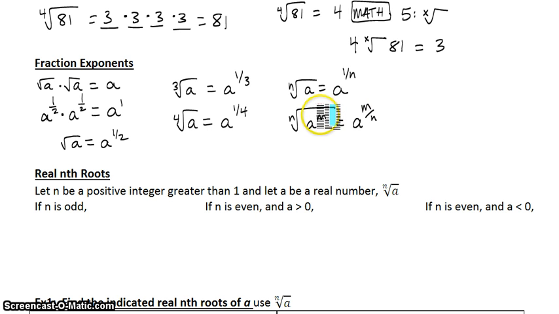So here's what I think about. Exponent goes on top, the root goes on bottom when I turn it into a fraction exponent.